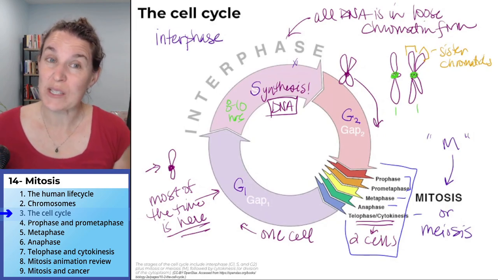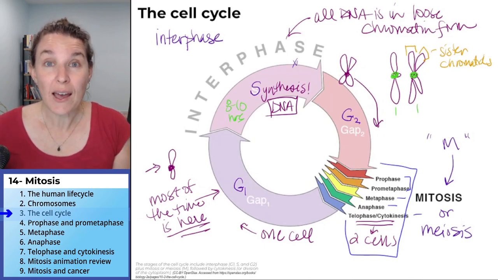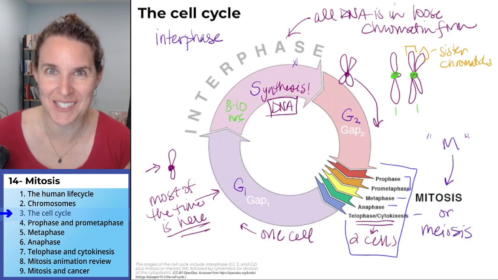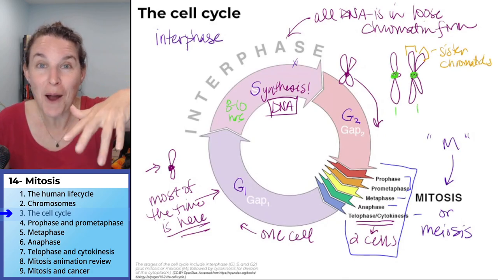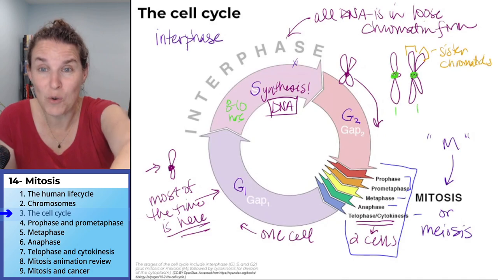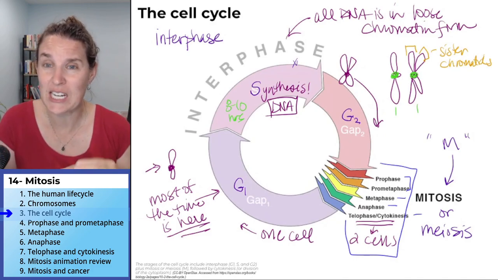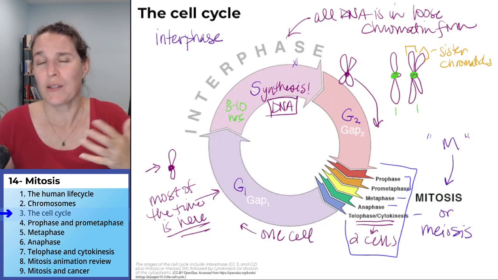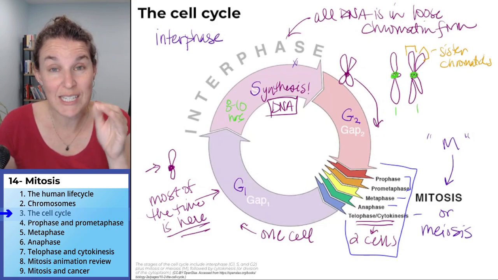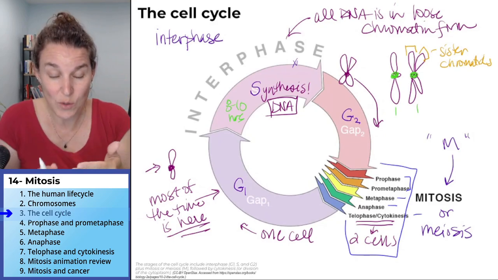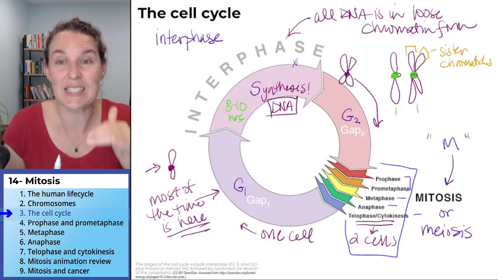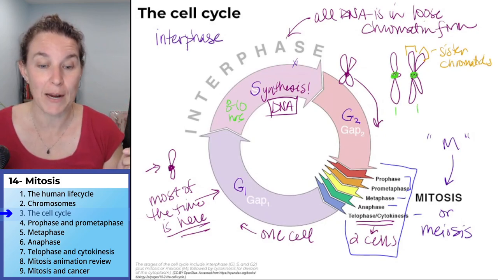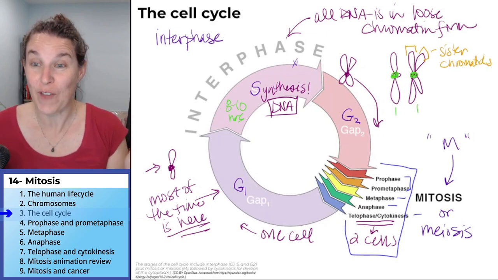The other thing that we're going to do, and this is interesting, we can actually look at slides of roots, onion root tips that are going through mitosis. A root, think about what the roots are doing. They're growing out to get more nutrients and more water. And we can ask our botanist hero to tell us more about root dynamics if we want to learn more about that. But you can take a slide of the root and you can see all the stages of mitosis. We're going to look at a root and see what the different stages look like in the actual microscope. Okay, let's get started with prophase and prometaphase.